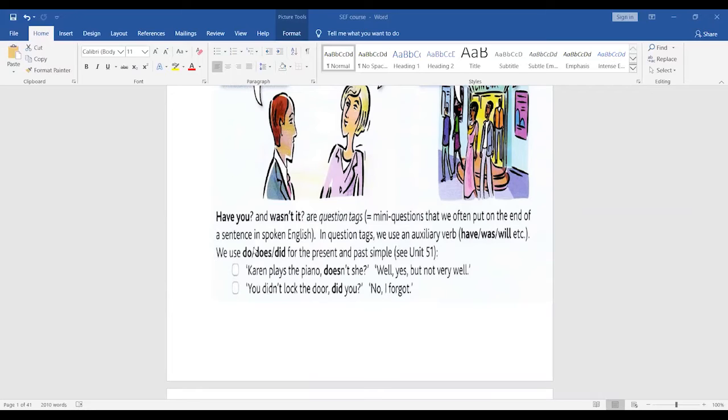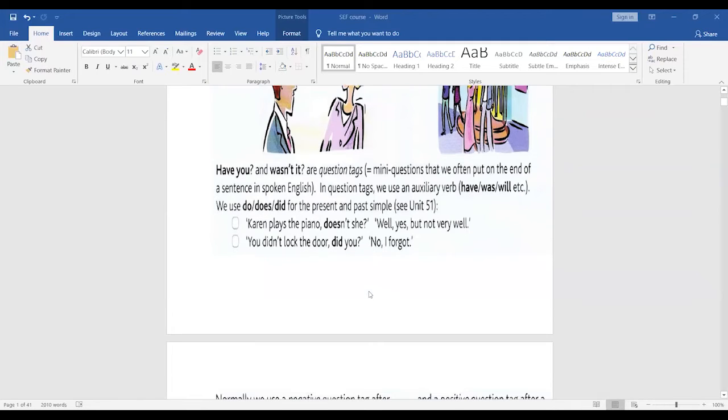So this is used only in spoken English. Very seldom is it used in written English. In question tags, we use auxiliary verbs: have, was, will, etc. We use do, does, did for the present and past simple. Now, if you don't know what the present and past simple is, please go through your previous videos so that you will better understand them.